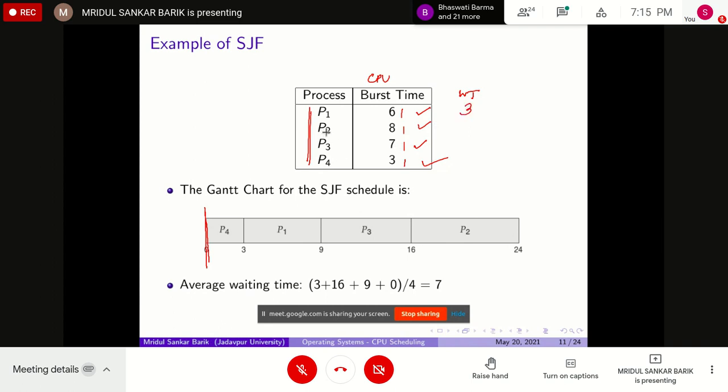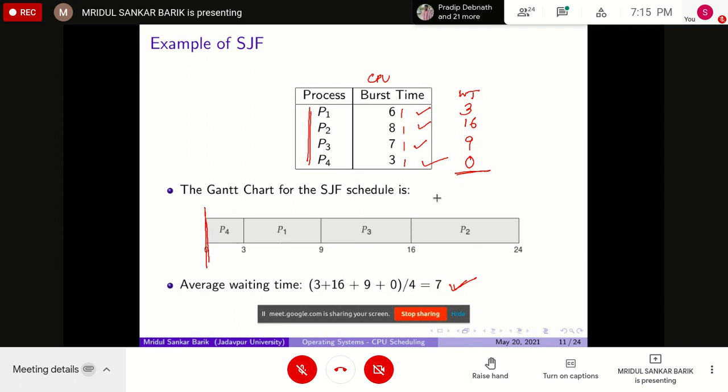For process P2, it arrived at 0, it was scheduled at 16, so it would be 16. For process P3, it arrived at 0, it was given the CPU at 9, so it would be 9. And for process P4, it arrived at 0 and it was given the CPU at time 0. So its waiting time is 0. If you take the average, you will get this average waiting time 7. So this is how SJF works.